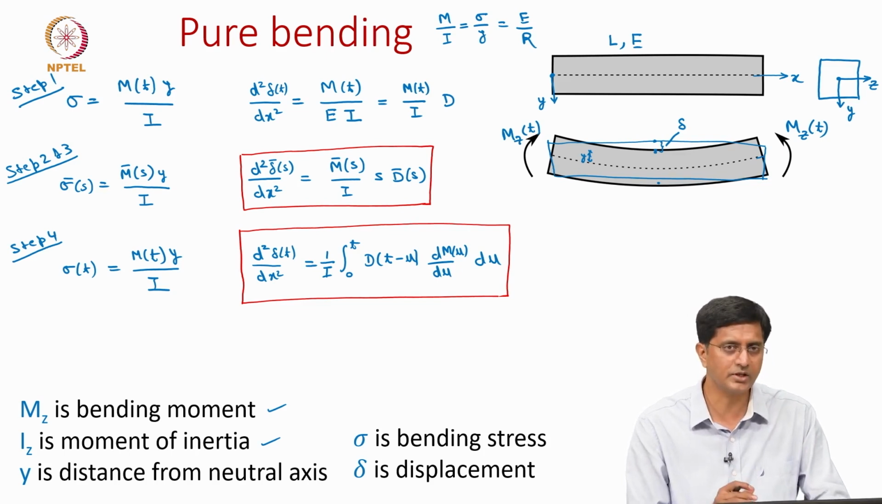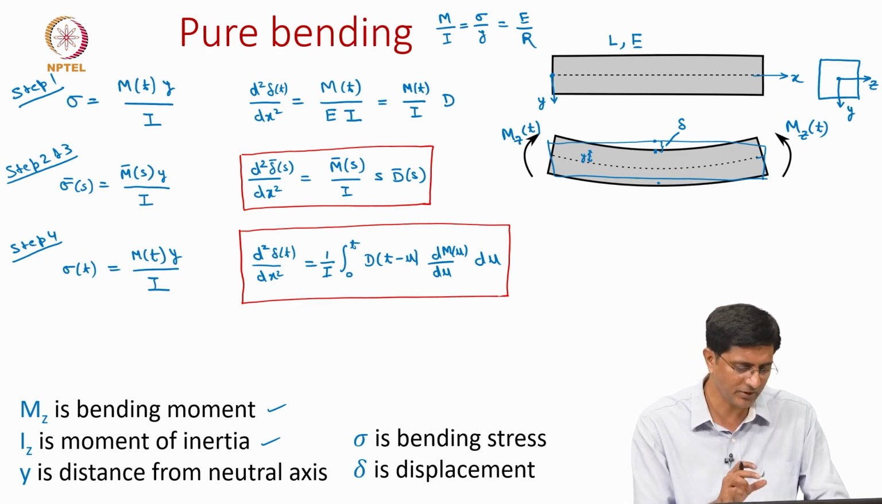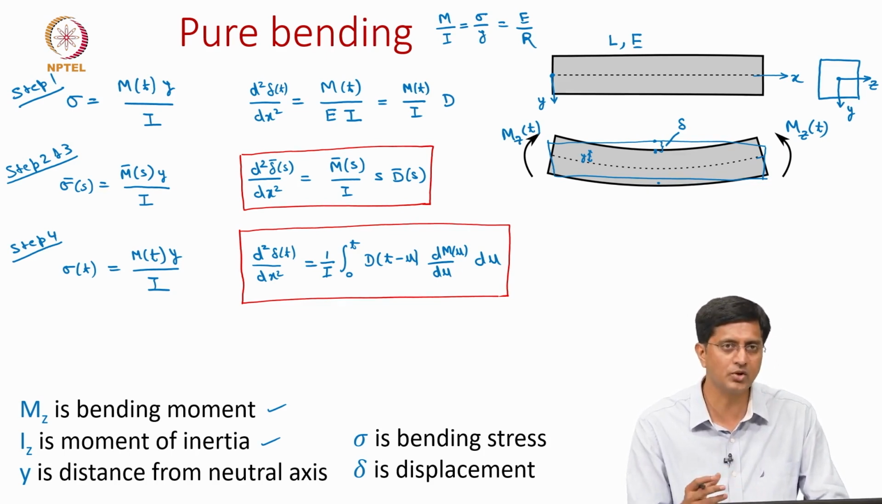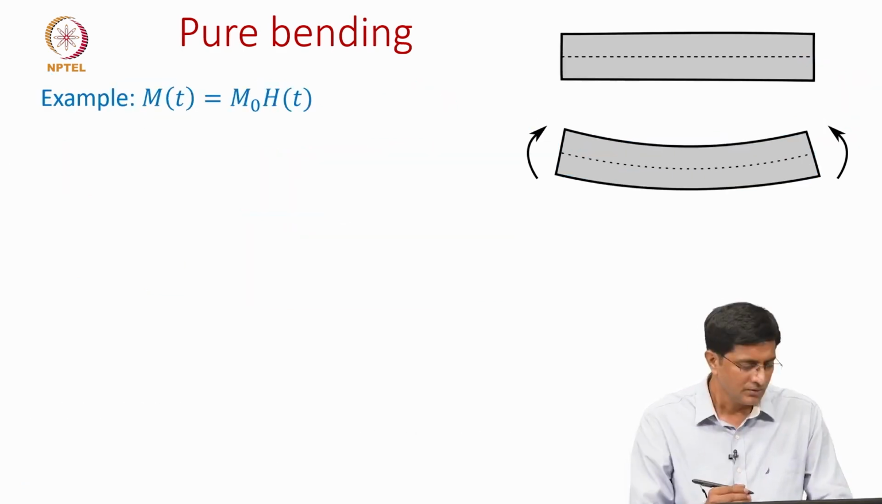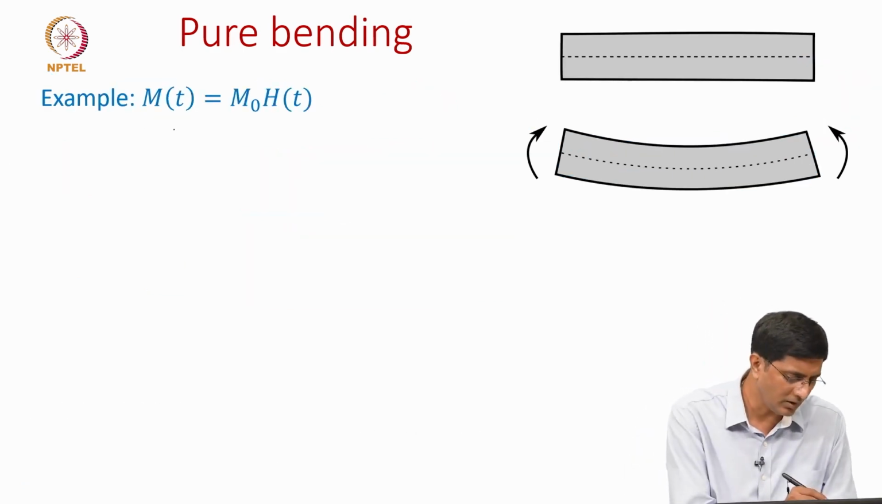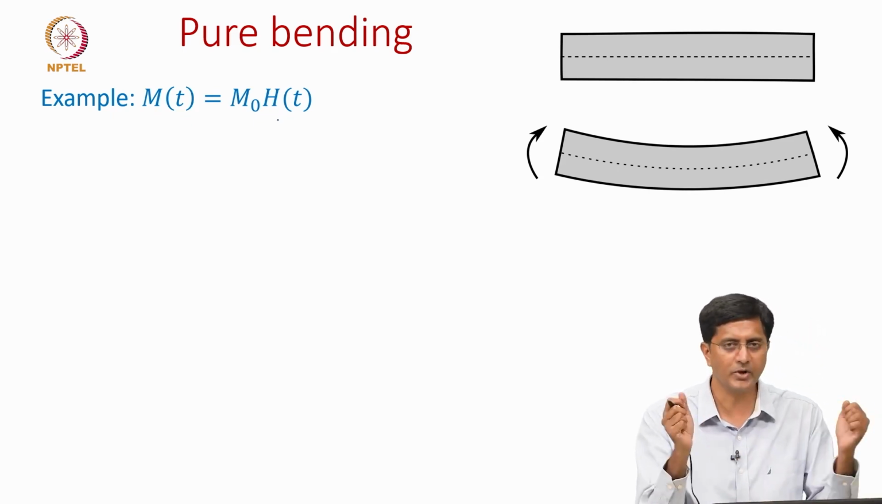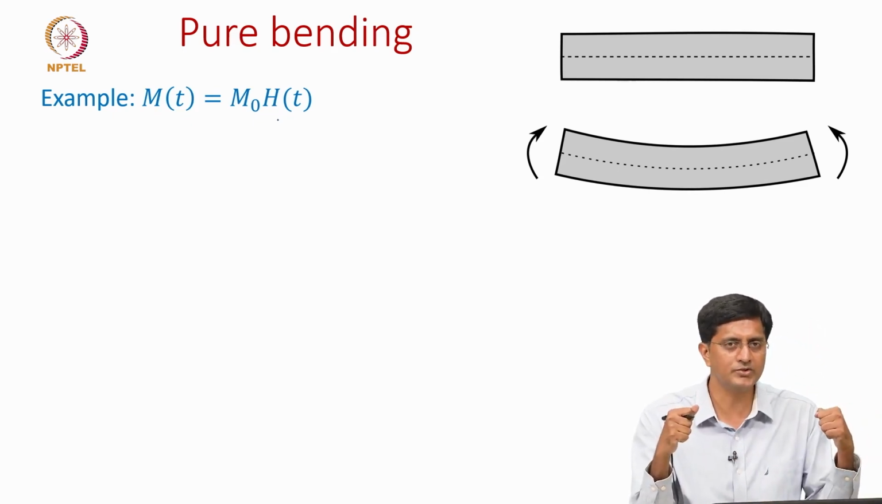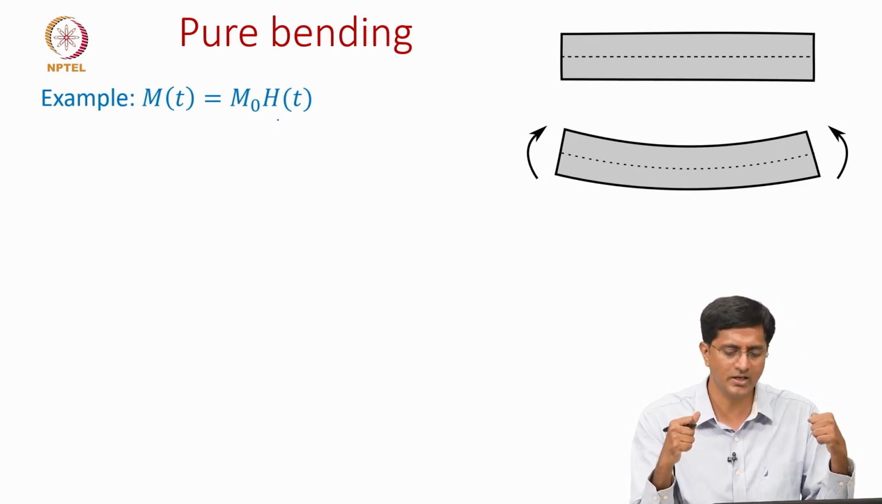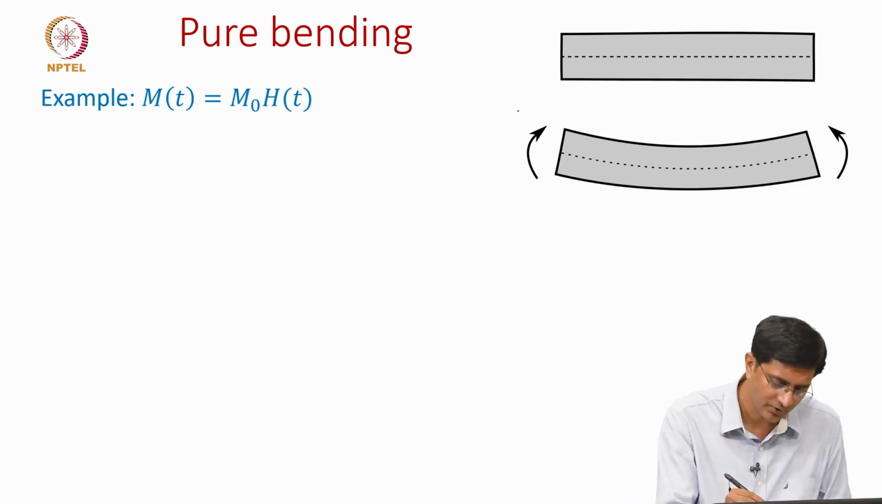Okay. Now, let us try with an example and apply these formulas and see how we can solve beams. So, in this example we will take the given moment as M naught times H of t. H of t is the step function, meaning that we apply a moment at time t equal to 0 and then that remains constant. So, we are simply saying that this is M naught times H of t.